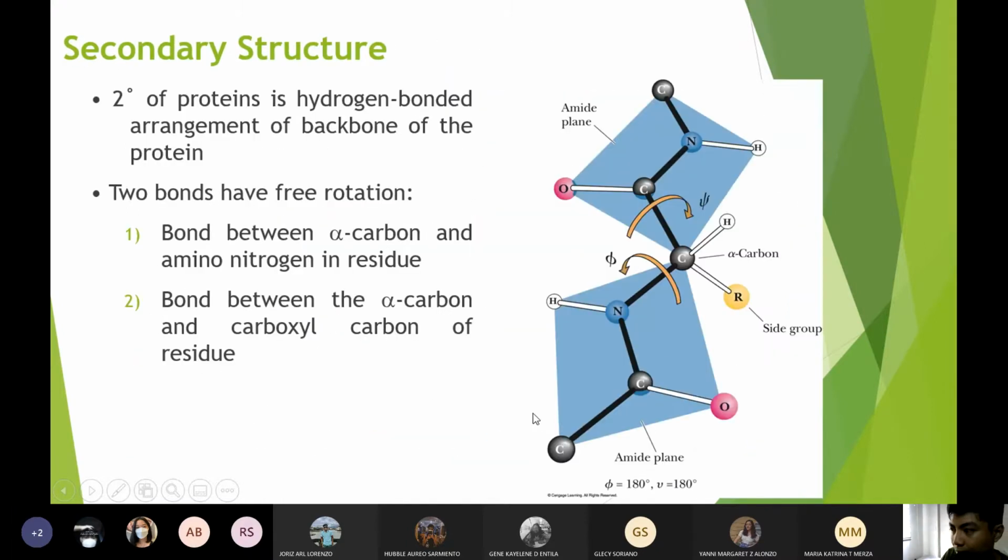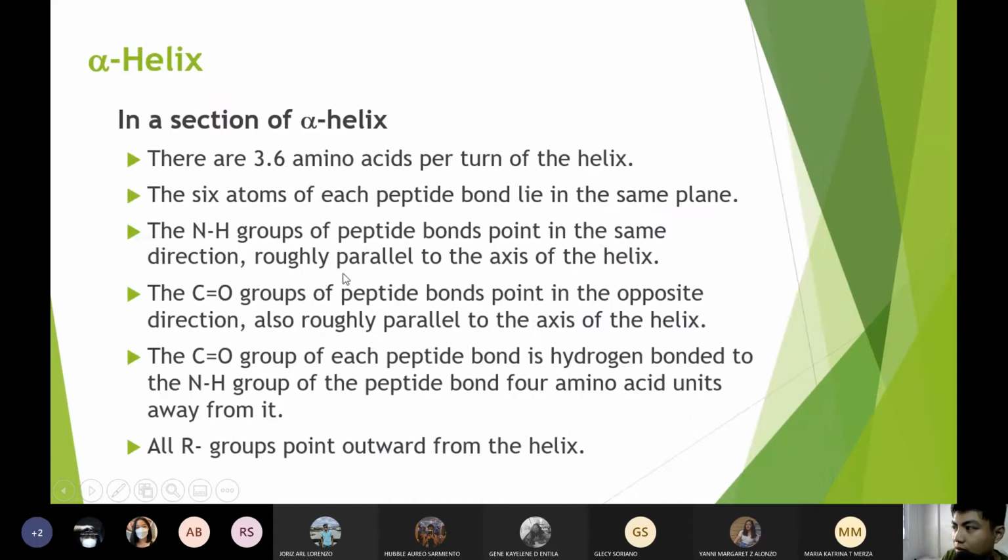Okay, and as you can see, 6 atoms of each peptide bond lie on the same plane. So ito yon yung pinapatukuyan natin. So these are the 6 atoms. Syempre may kadugtong pa yan dito. Okay, so the 6 atoms of our peptide chain lie in the plane. So yun lang yung sabi dyan. And then the NH group points at the same direction. The C double bond O groups also point in the opposite direction.